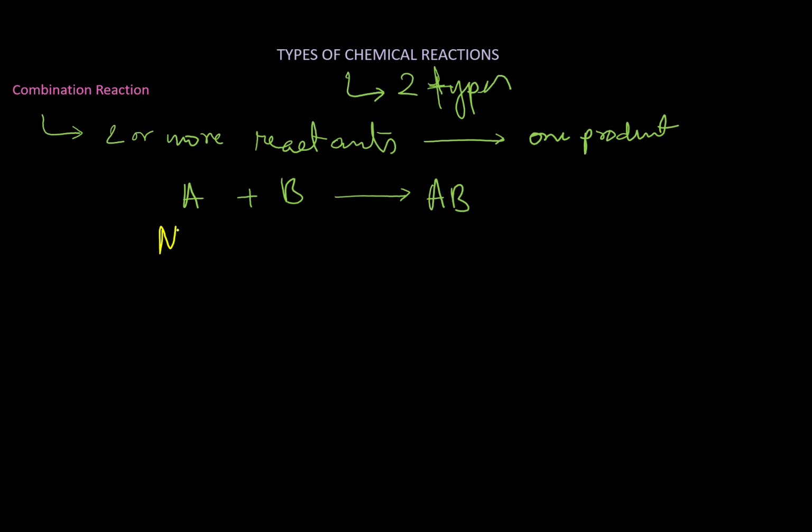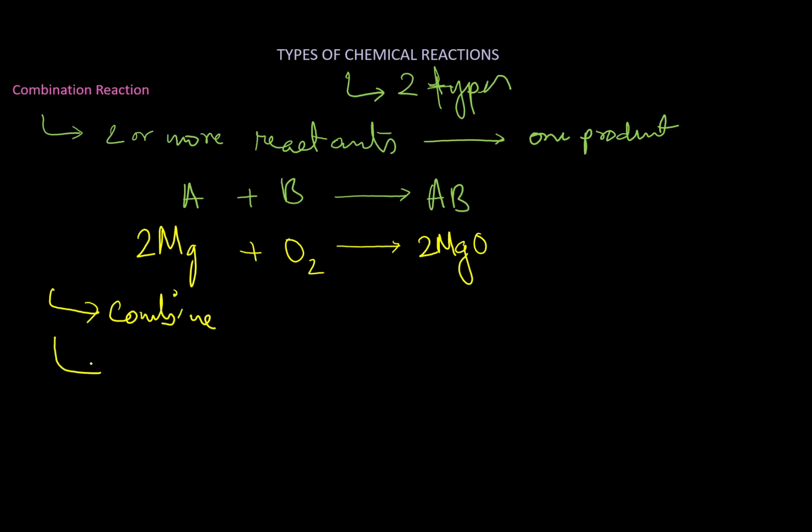Let's take the magnesium example again. 2Mg plus O2 gives 2MgO. Here what is happening? The magnesium and the oxygen are combining together to give me magnesium oxide. Okay, so this is a combination reaction. We can say magnesium oxide is produced through combination reaction. These combination reactions, they combine obviously, and they are also exothermic.